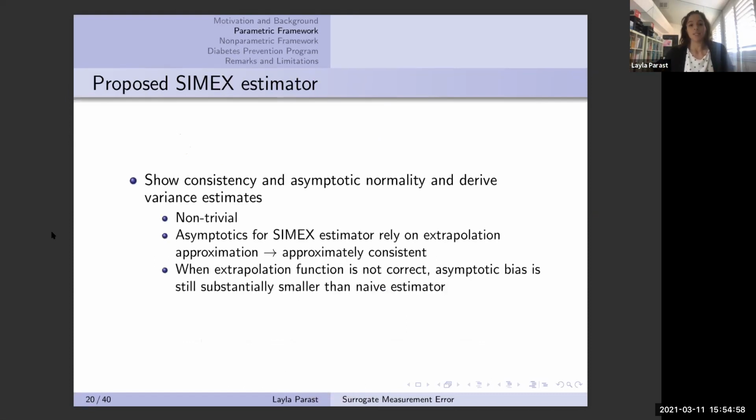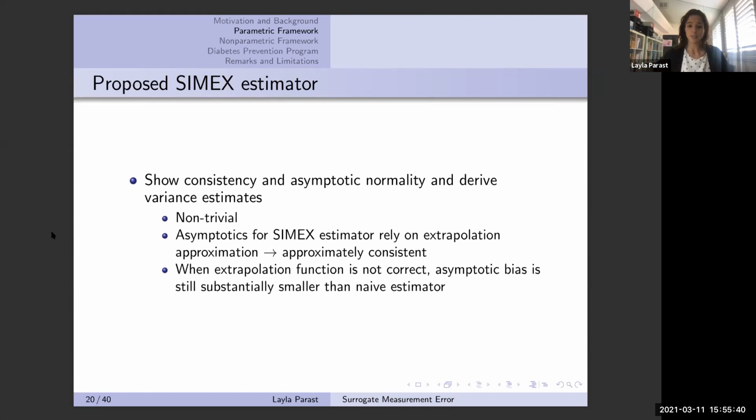So similarly for the SIMEX estimator, we showed consistency and asymptotic normality and derived closed form variance estimates, which were non-trivial. And we were particularly happy to get some closed form estimates for the variance that worked well because, of course, it would be easy to just do some bootstrapping or resampling, but with the SIMEX estimator, because you're already doing a simulation within there, to do the simulation and then do bootstrapping would be very computationally intensive. So it's nice not to have to do that.